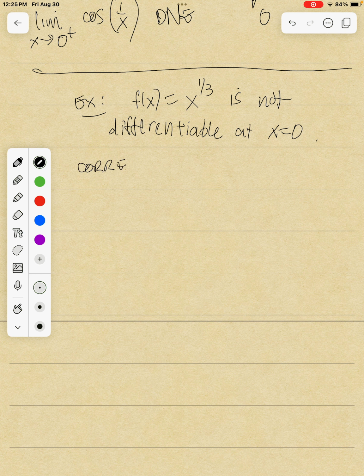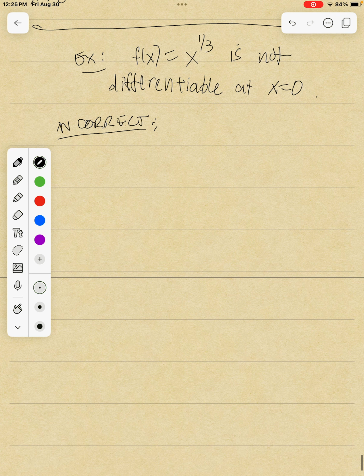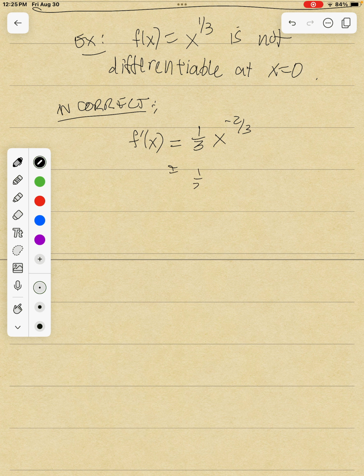So the correct way to do it, well, okay, first I'll do the incorrect argument. The incorrect argument is to take the derivative and get 1/3 times x to the negative 2/3, which is 1/3 times 1 over the cube root of x squared. And this function is undefined at x equals 0, so f prime of 0 does not exist.